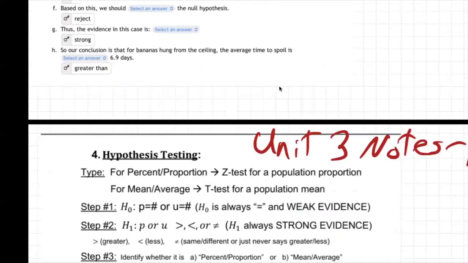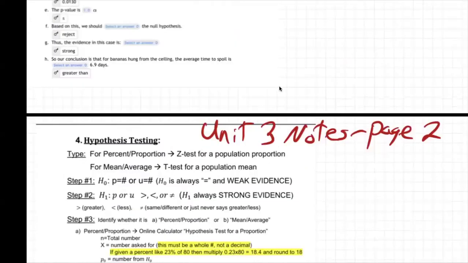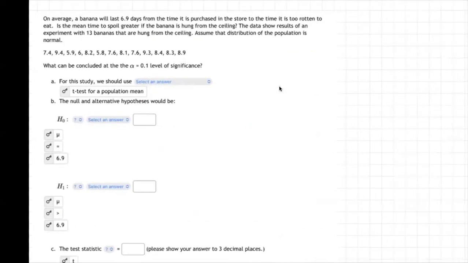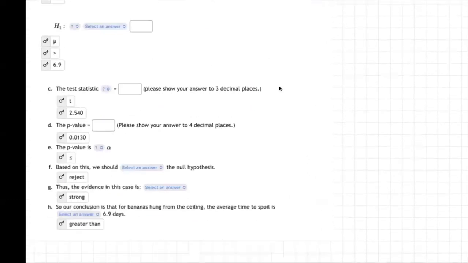Well, let's go to the notes. So here we are. I'm in the unit 3 notes, page 2, hypothesis testing. Do we have a percentage question or a mean average? It's an average. Did you notice that? So right here it says, on average, it's the second word. That's how long they last, right? It's an average question.